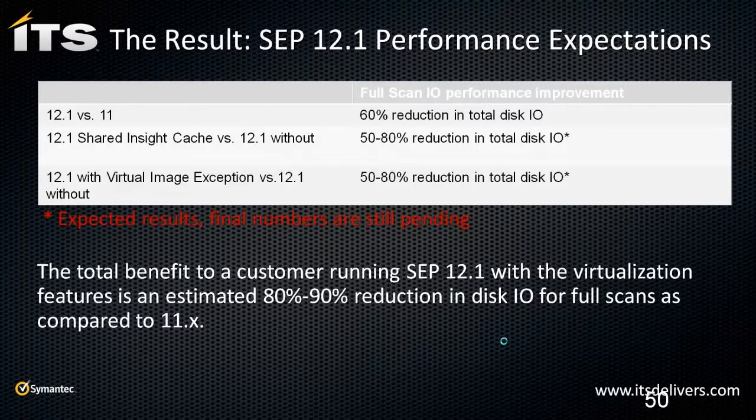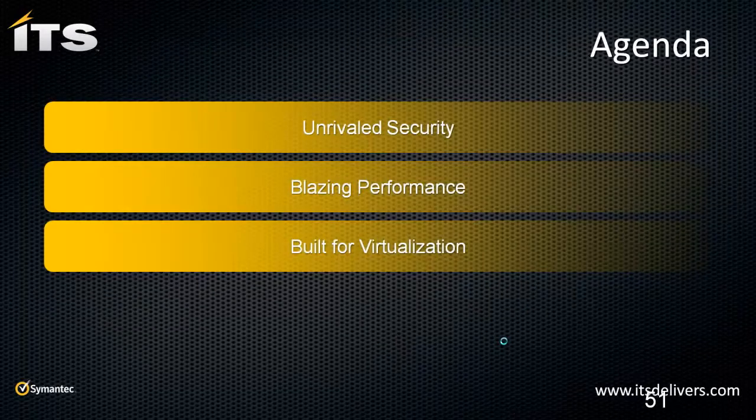A couple of notes here on I/O performance improvement. 12.1 versus 11, straight up 60% reduction. If I'm using the shared Insight cache, it's an additional 50 to 80% reduction in total disk I/O. And then if I'm using the virtual image exception, it's 50 to 80% reduction in total disk I/O. So really going back to that built for virtualization, improved performance to help you out in your virtual environments and manage those through an endpoint protection layer.